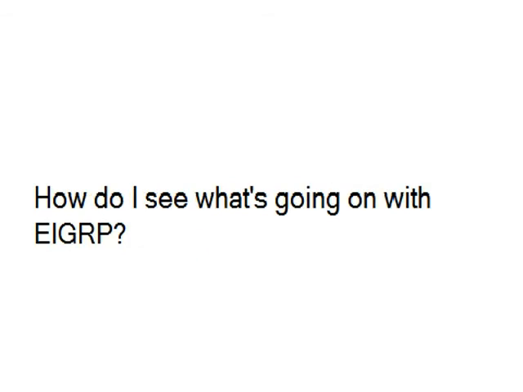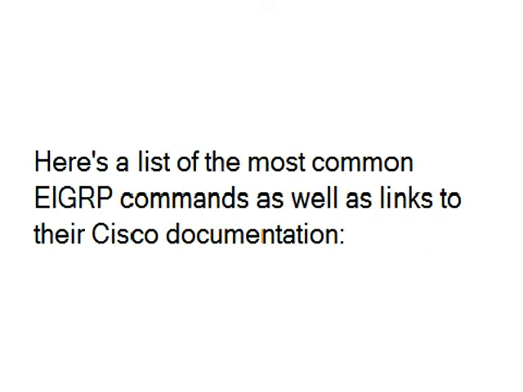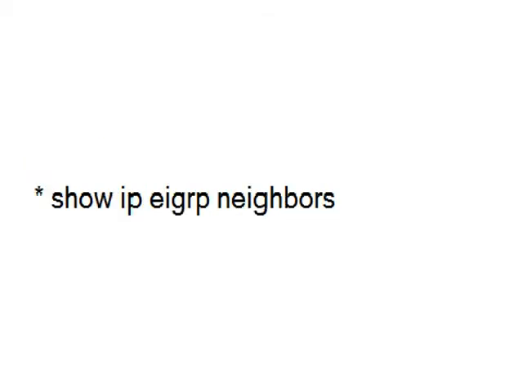How do I see what's going on with EIGRP? After you've configured EIGRP, you need to know how to check its status. Here's a list of the most common EIGRP commands as well as links to their Cisco documentation. Show ip eigrp neighbors. Show ip eigrp interfaces. Show ip eigrp topology. Show ip eigrp traffic.